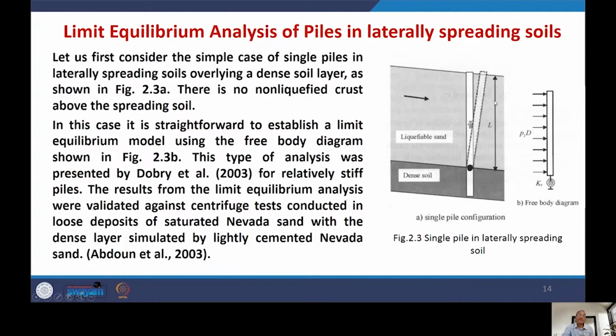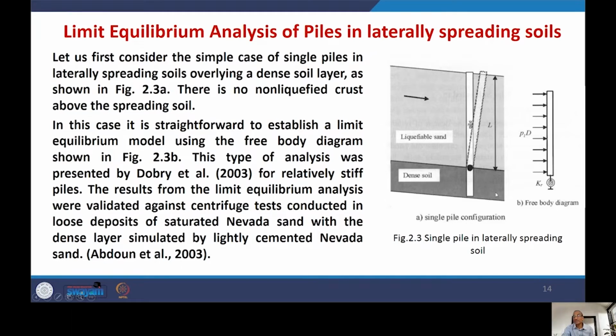In this case, it is straightforward to establish a limit equilibrium model using what is called the free body diagram, which is shown in figure 2.3b. This type of analysis was earlier presented by Dobry et al. in 2003. For relatively stiff piles, the results from the limit equilibrium analysis were validated against centrifuge tests conducted in loose deposits of saturated Nevada sand, with the dense sand layer simulated by lightly cemented Nevada sand. This comes from the literature, the earlier work done by Dobry, Madabhushi et al., and others.